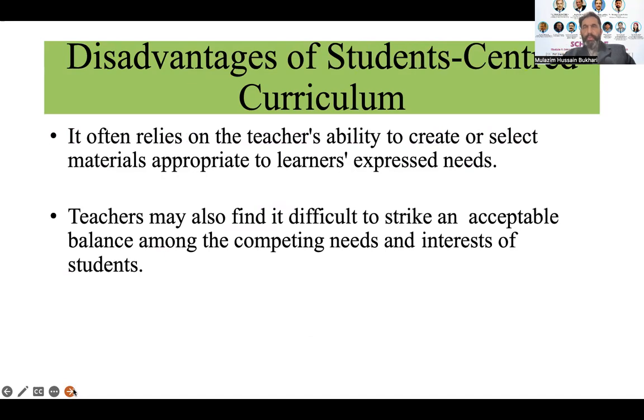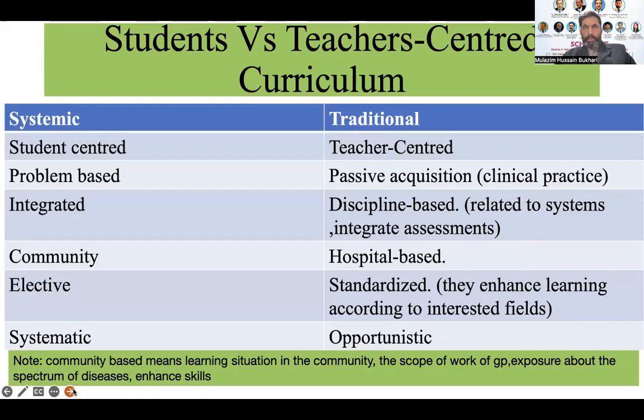But students are immature, and if we depend entirely on it, it often relies on the teacher's ability to select material appropriate to the learner's needs. Teachers may also find it difficult to strike an acceptable balance among the competing needs and interests of the students. These are the differences between the student-centered model and the traditional model.